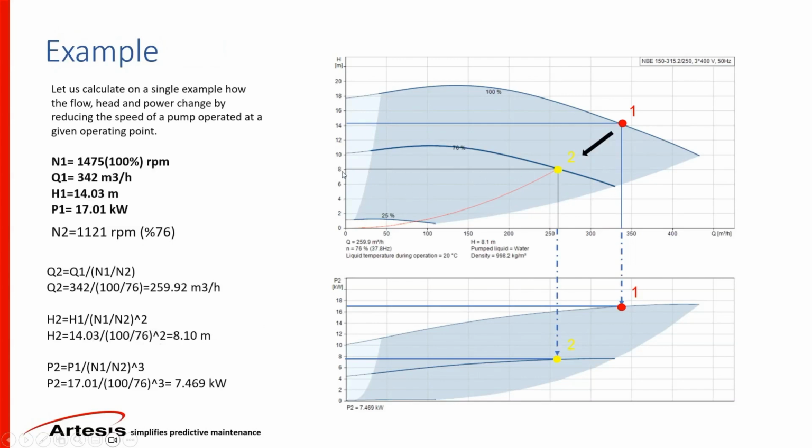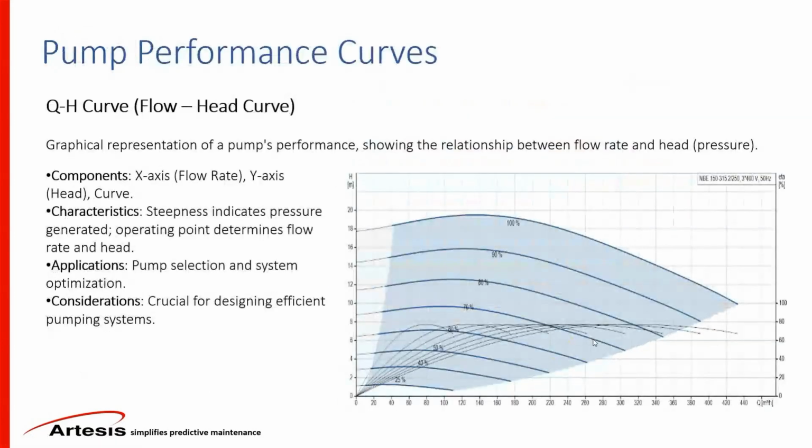So this is our operating point, and the power again has a cubic proportional relationship. The power requirement went down from 17 to 7, which is approximately a 60% decrease. You can see how changing the speed will affect the flow, head, as well as power requirements in a pump system. Now we have used the example, and in it we had the pump performance curve.